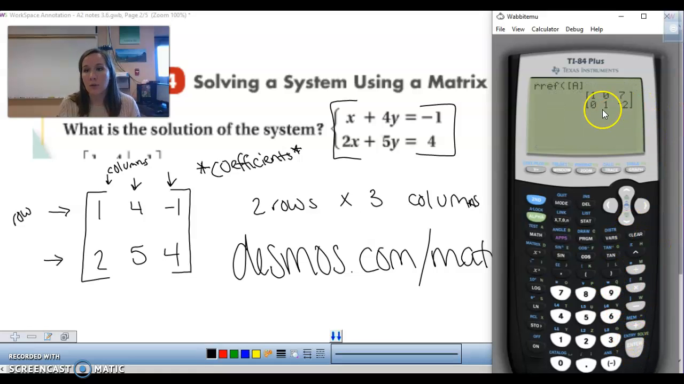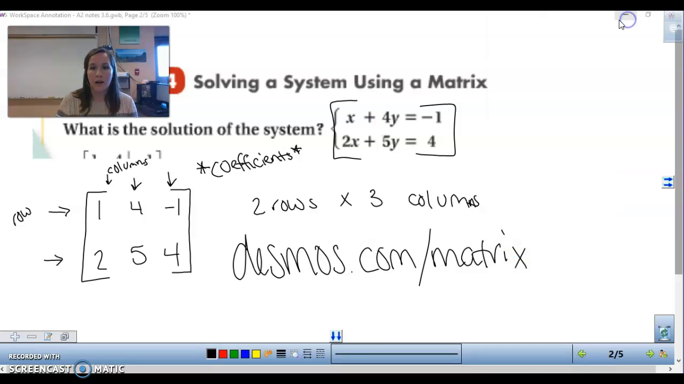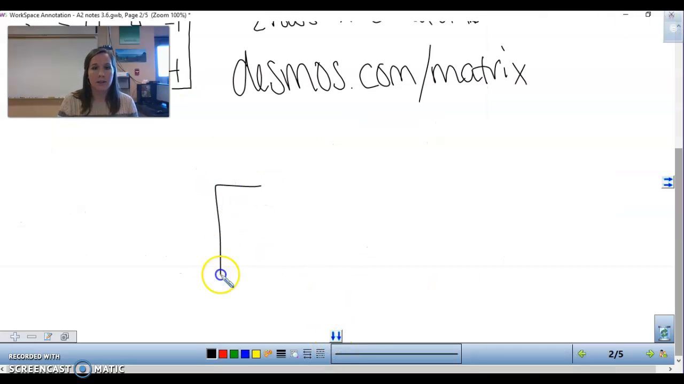So now, they give you a new matrix. What does this matrix mean? Well, the 1, 0, 0, 1, that's what you want to see. You want 1s in the diagonal, and then everywhere else you want to see zeros.